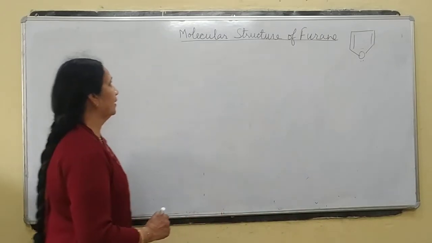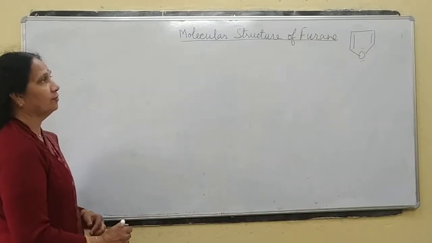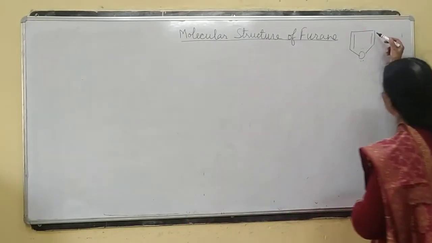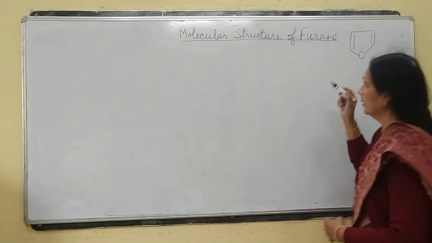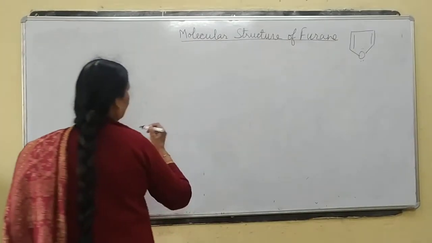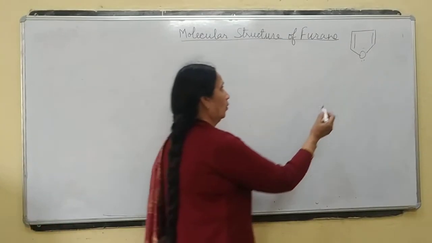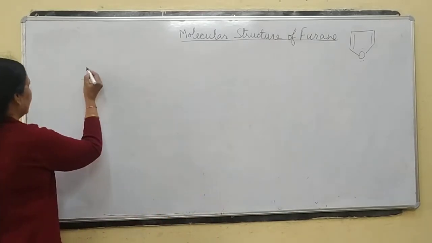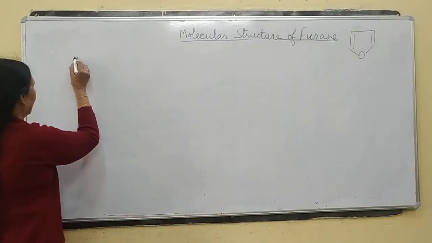Today we will discuss the molecular structure of furan. We can see there are 4 carbon atoms and 4 hydrogen atoms in furan, including 1 oxygen atom. So we can see the hybridization of the carbon atom.